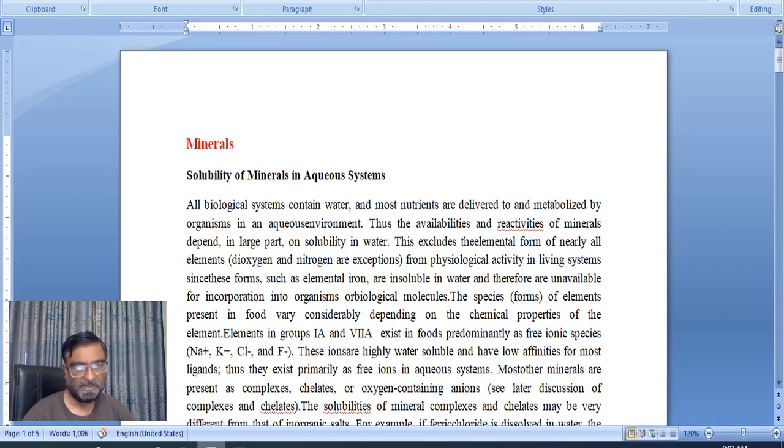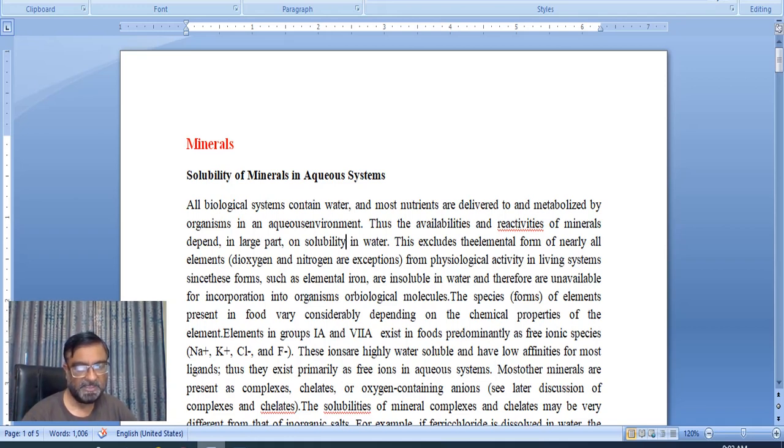For example, elemental iron has physiological activities in living systems, and commonly it is insoluble in water. So, what does it mean if it is insoluble in water? Its availability will be affected.